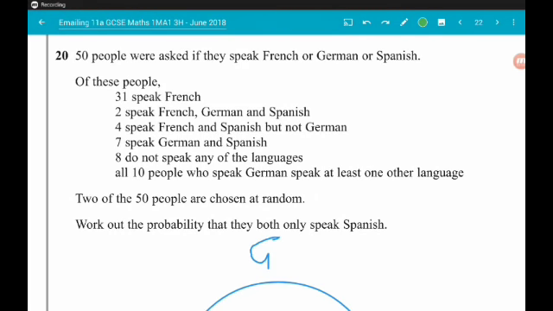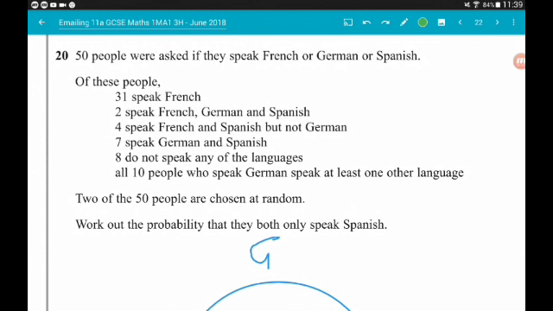Okay, question 50. We're told 50 people were asked if they speak French, German or Spanish. We got quite a lot of info about them. We are asked, 2 of the people are chosen at random, what is the probability that they both only speak Spanish? So we need to work out how many of them only speak Spanish.